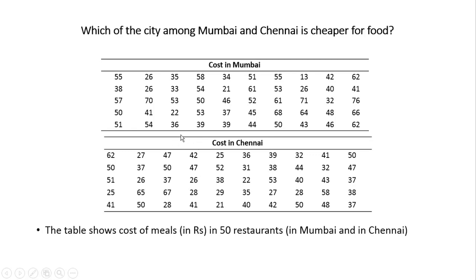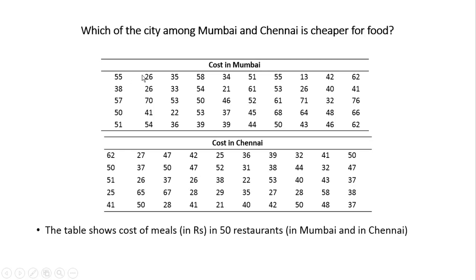So these are here the cost of meals in 50 restaurants in Mumbai. The table shows the cost of meals in 50 restaurants. So these are 50 restaurants in Mumbai and these are 50 restaurants in Chennai. Let's say, for example, if I look at this particular value, that is 55, it means that the first restaurant that I am looking at in Mumbai offers you food for 55 rupees.